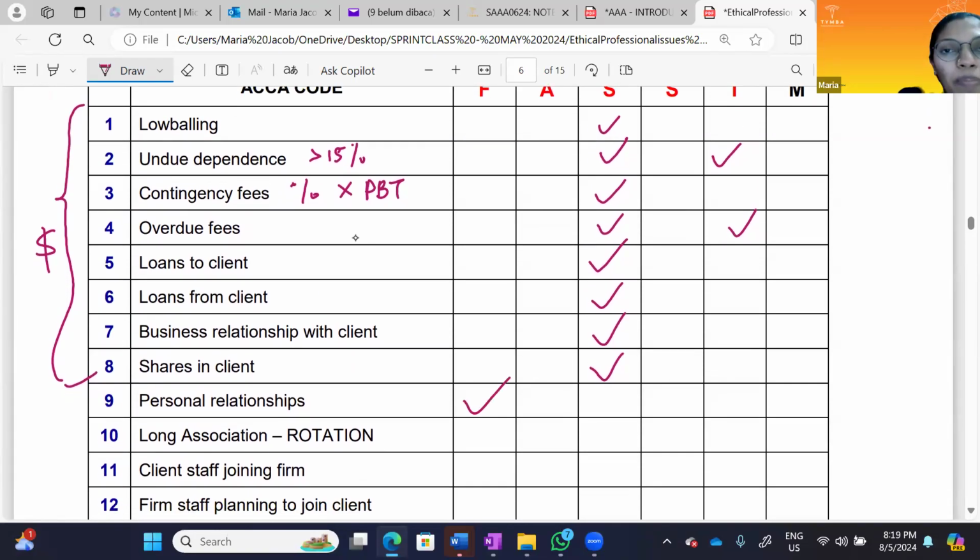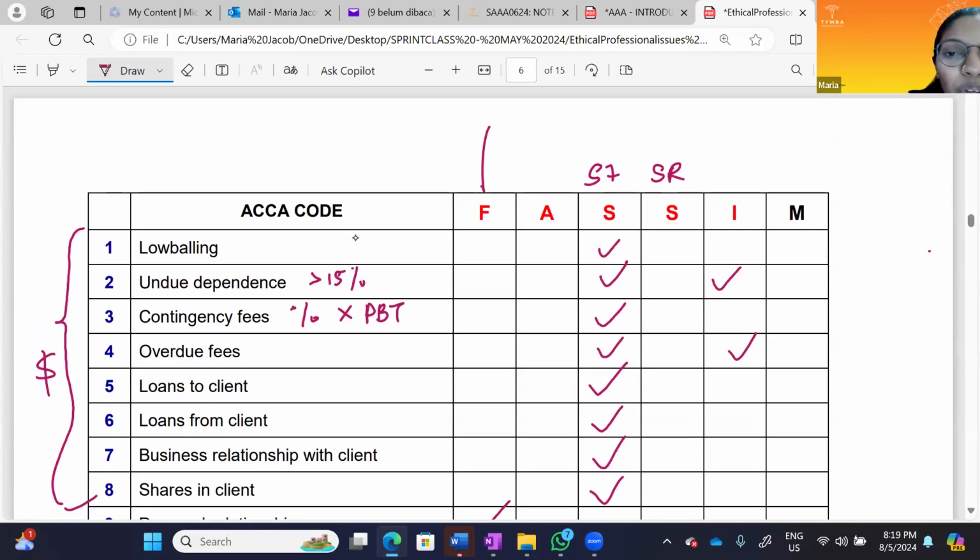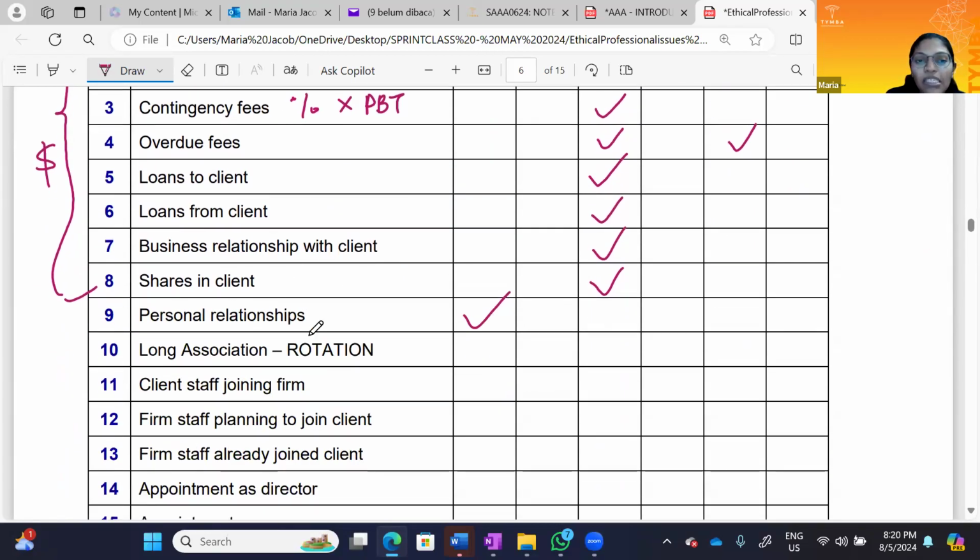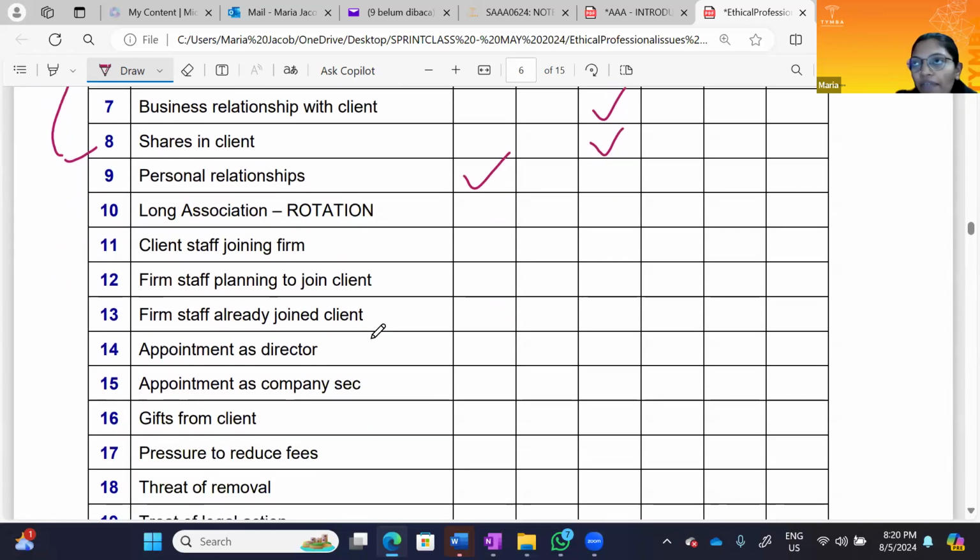What you want to remember about familiarity is it's going to give rise to a familiarity threat when you have a close and long relationship, which means it's a long-term relationship that you already built, or a close relationship like family members, a personal relationship. If you have a long association without a rotation, then it is going to be a familiarity threat.